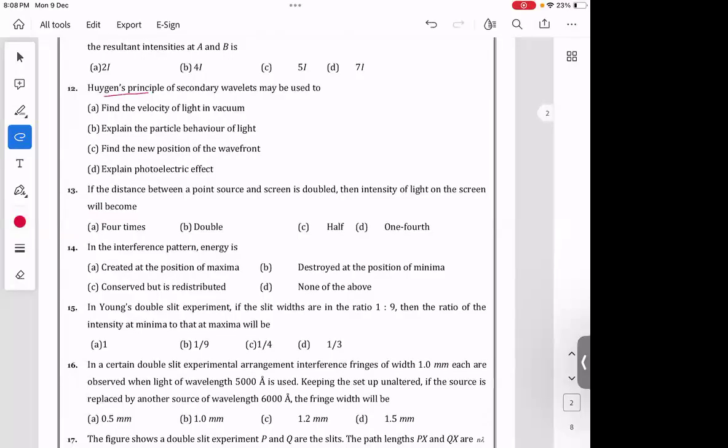What is the Huygens principle of secondary wavelets used for? It is used to explain the new position of the wavefront. It is used to find the new position of the wavefront.